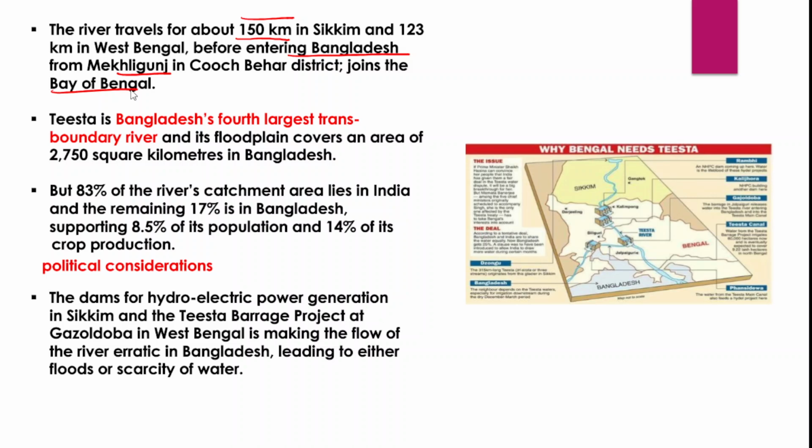Now, the Teesta river in Bangladesh is the fourth largest transboundary river, right? Its floodplain covers an area of around 2,750 square kilometers in Bangladesh. However, 83% of the river's catchment area lies in India, and the remaining 17% in Bangladesh itself. Catchment area is the area where the river actually receives its water. So 83% of the catchment area lies on the Indian side, and 17% is located in Bangladesh. Therefore, it supports 8.5% of its population and 14% of its crop production on the Bangladeshi side, right?